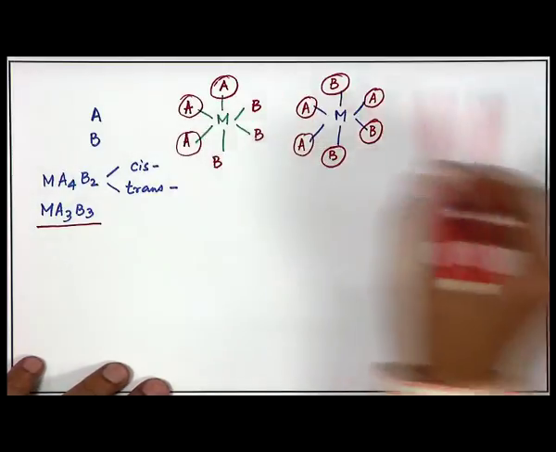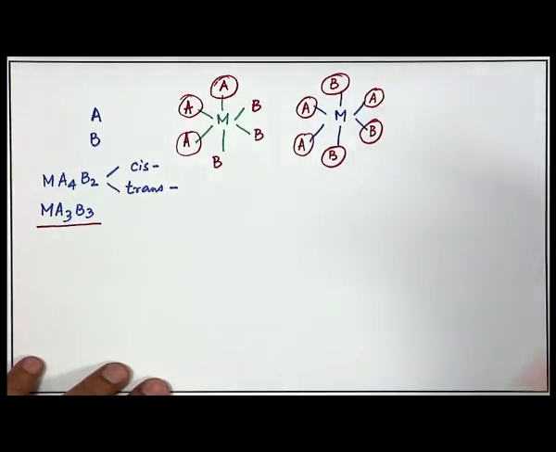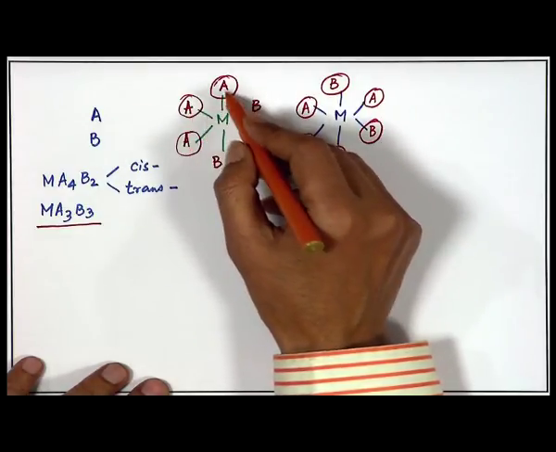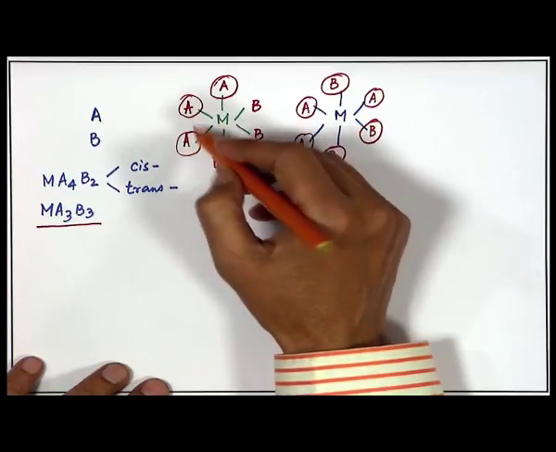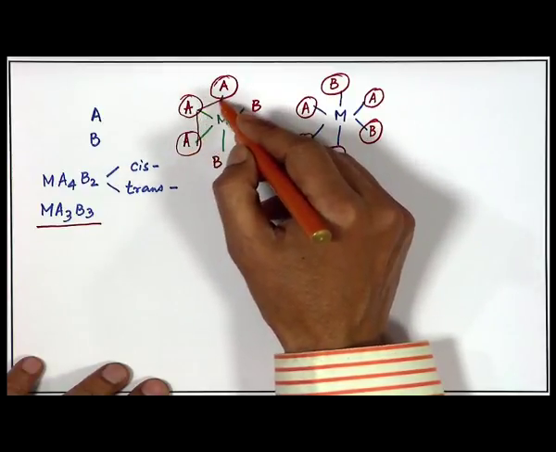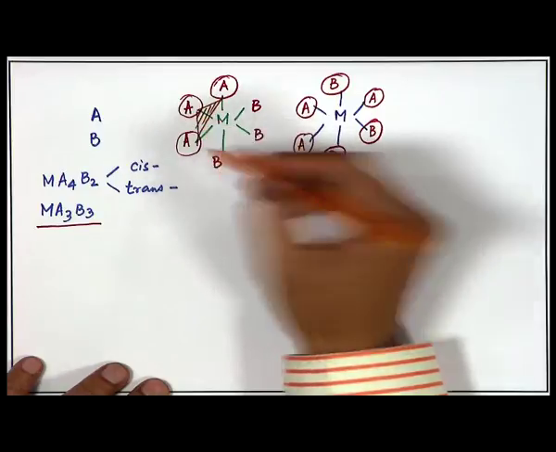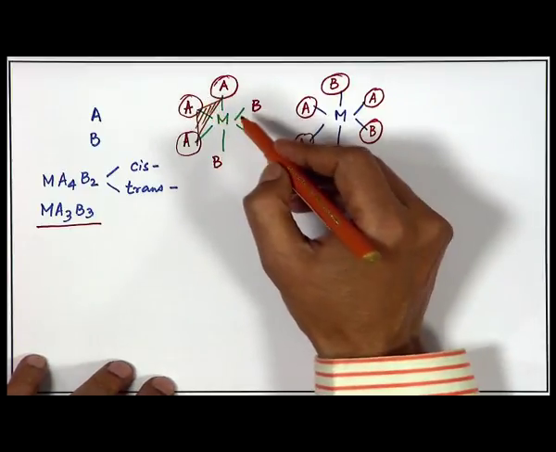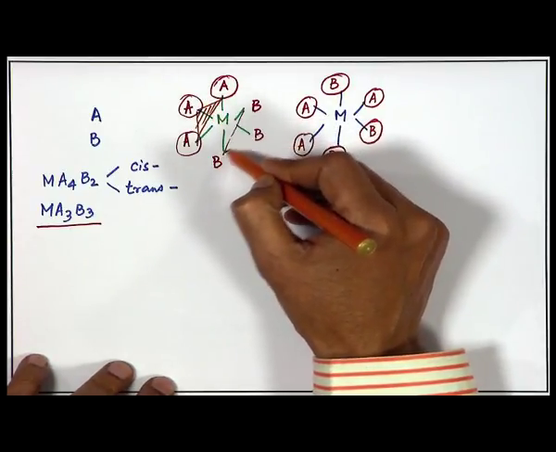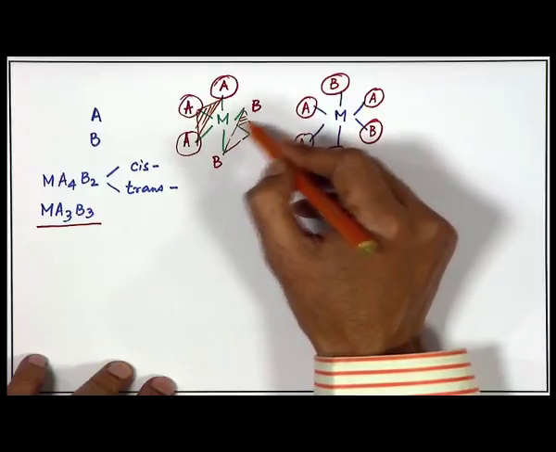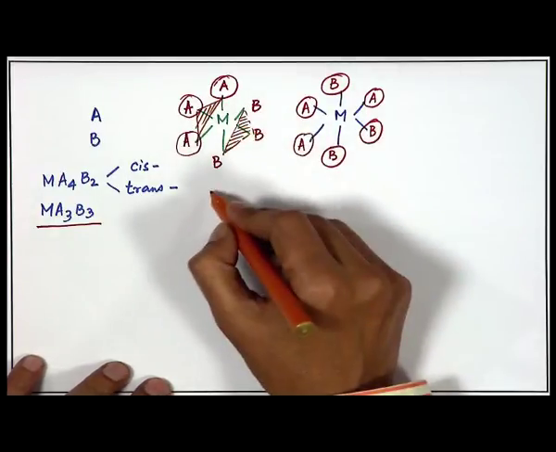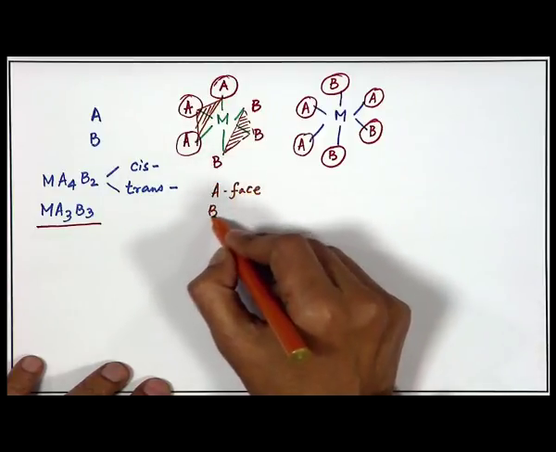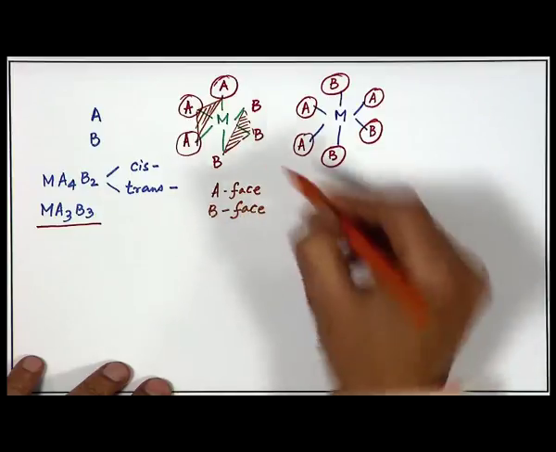What we are getting here is a particular situation where all the AMA angles are 90 degrees. It is there in your book also, nicely written in this form. So, it is one trigonal face of the octahedron. Similarly, for the other one, the other face is a B face. So, we have a face of all A, and also a B face made of all B atoms.